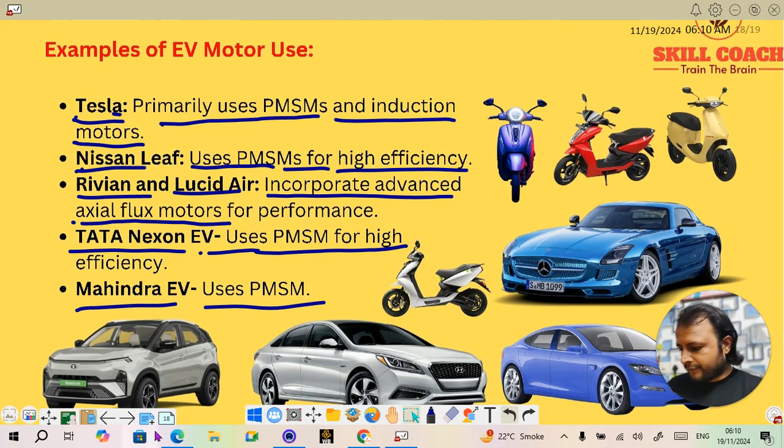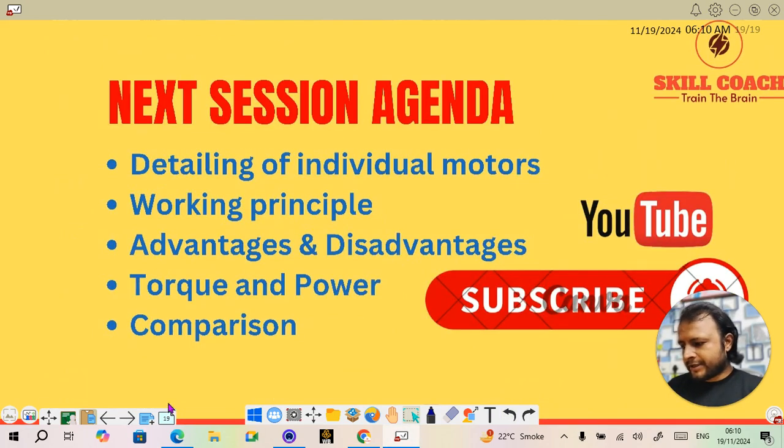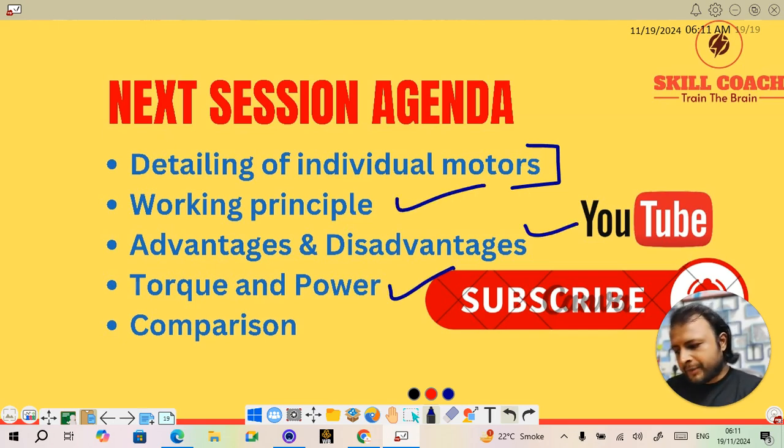And next, let us understand what is the agenda for our next lecture. So first of all, we are going to do the detailing of each and every individual motor, especially those which are useful for electric vehicles. And the second one is working principle, complete, advantage, disadvantage, torque and power. We are going to do the comparison study. Okay, so this will be the agenda for the second lecture, and in the third lecture we are going to calculate each and everything. So don't miss anything from here onward.